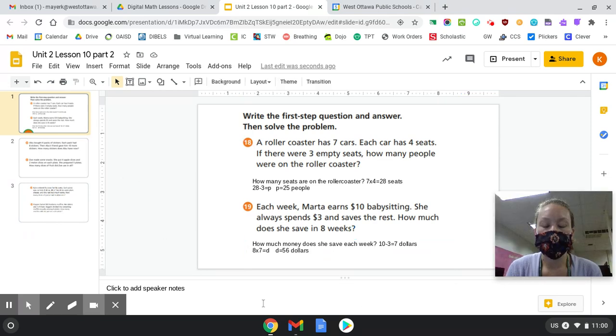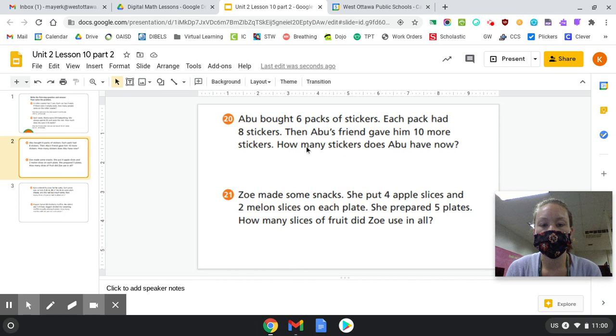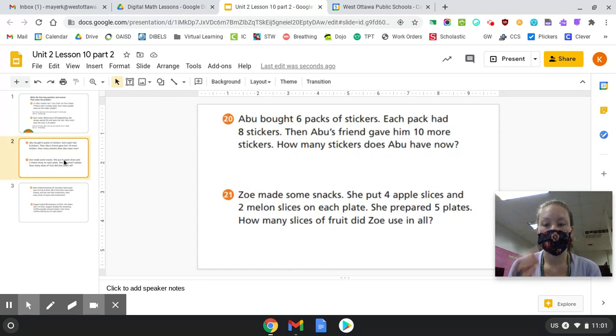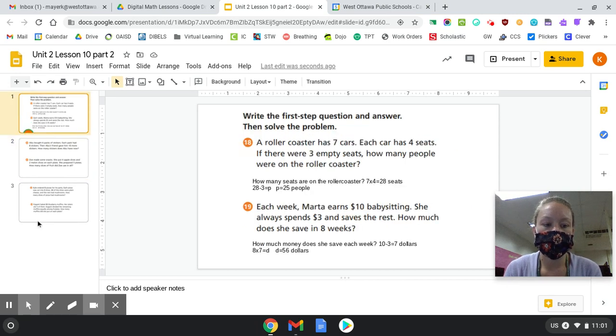So your job now is to open this document up if you haven't already. You can skip these 2 that I did. And actually, I'll go ahead and leave these on here so that when you open this, these are already done. And you are going to go to slide number 2 and try these problems out. And slide number 3 has 2 more. So you need to write what the first question is that you need to answer. Solve that first question and then solve the second step. Let me know if you need help. Talk to you soon. Bye-bye.